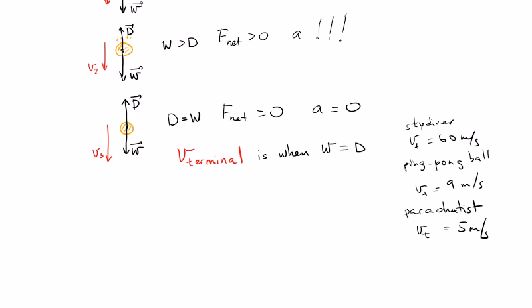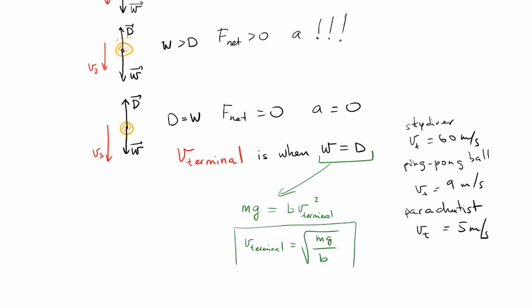We can find an expression for terminal speed by setting the drag force and the weight equal to each other. If I write for the weight, that is the mass times g, and for the drag force, let's say that's b v terminal squared, then I can say v terminal equals the square root of mg over b. So this would be how you find the terminal speed for a particular object whose drag force can be described by b v squared.